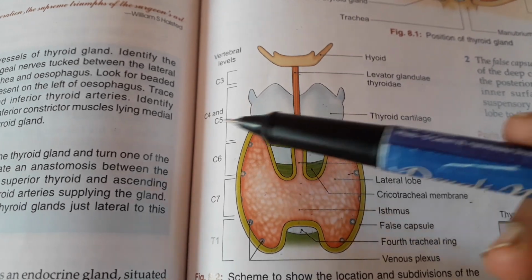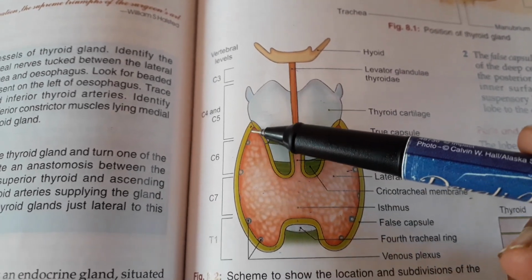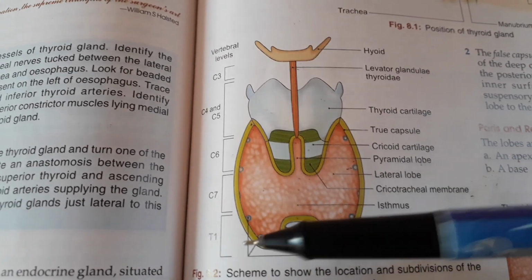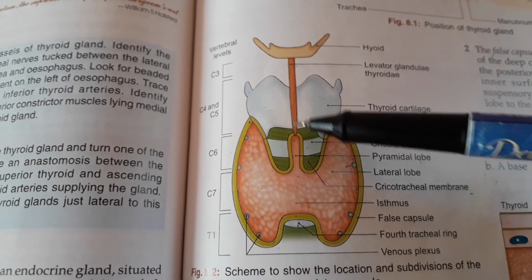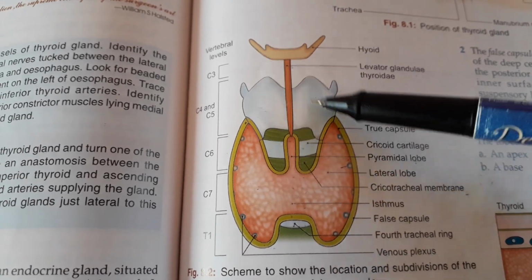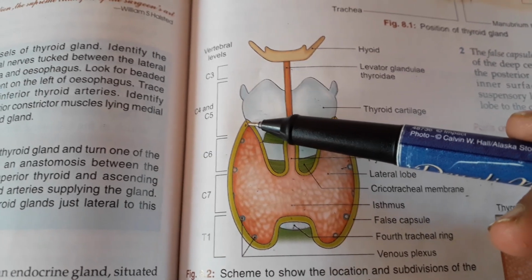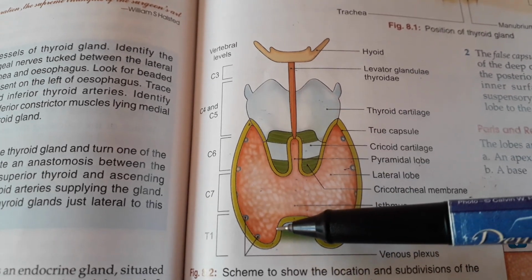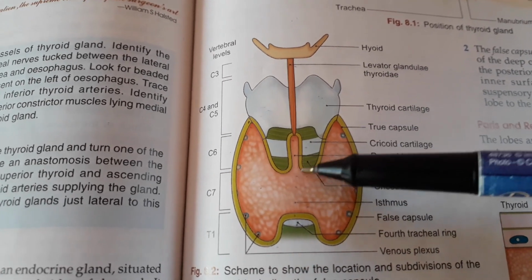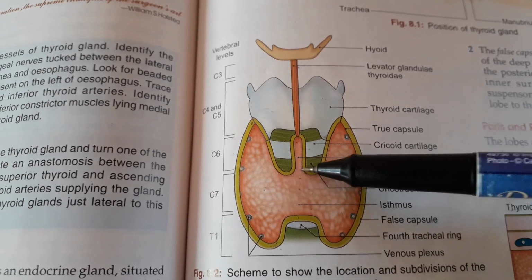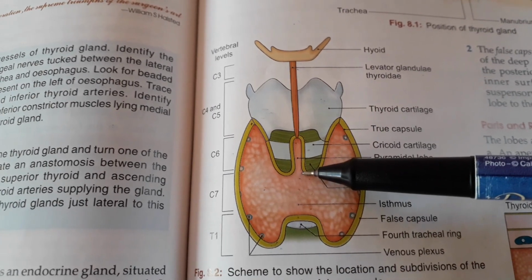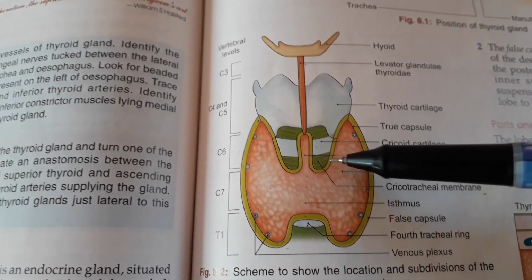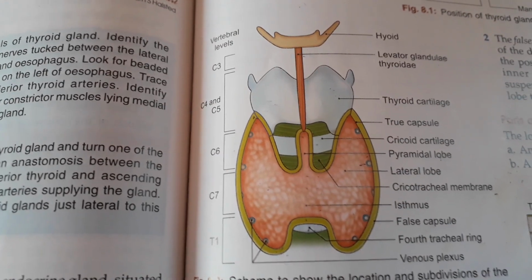This lies against, as you are seeing, these are the vertebrae. This lies against the C5, C6, C7 and T1 vertebrae. And this is the thyroid cartilage. The lobe extends from the middle of the thyroid cartilage to the fourth or fifth tracheal ring, and the isthmus part extends from the second to the fourth tracheal ring.